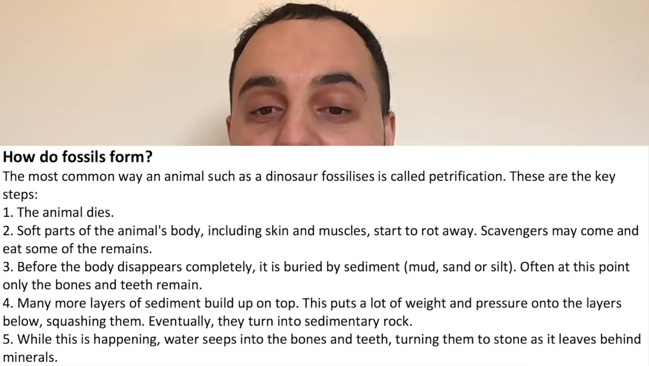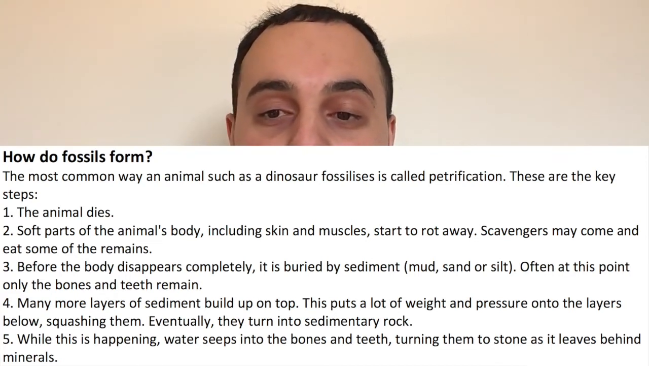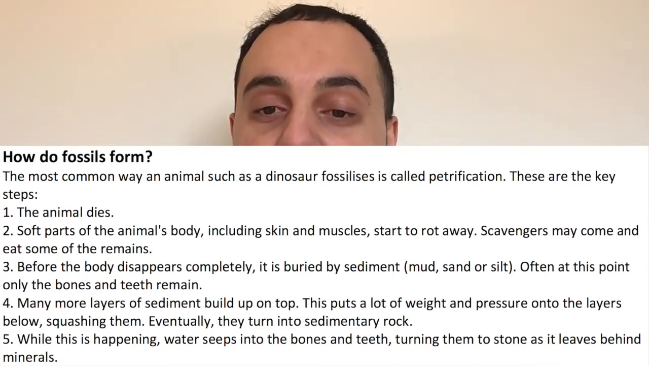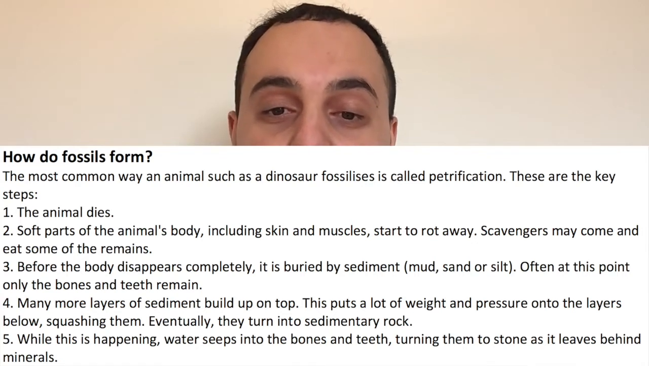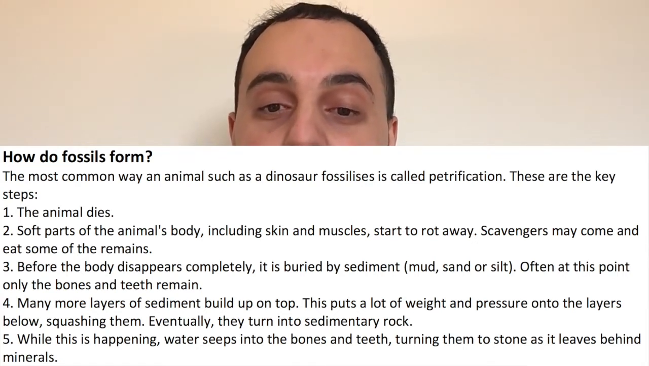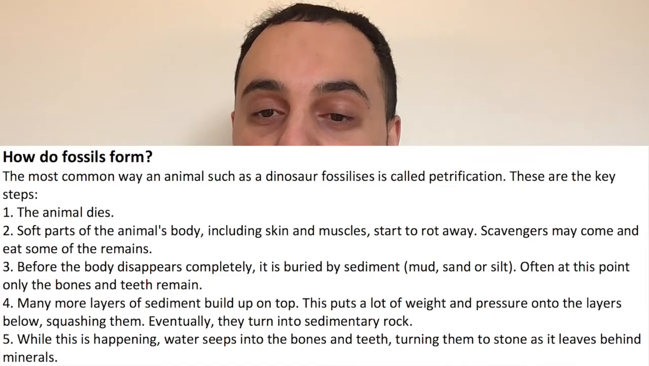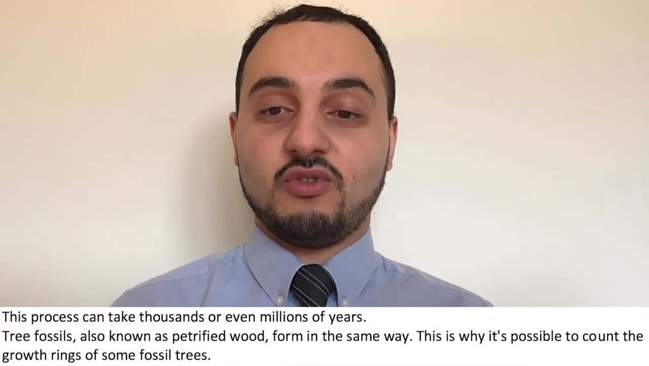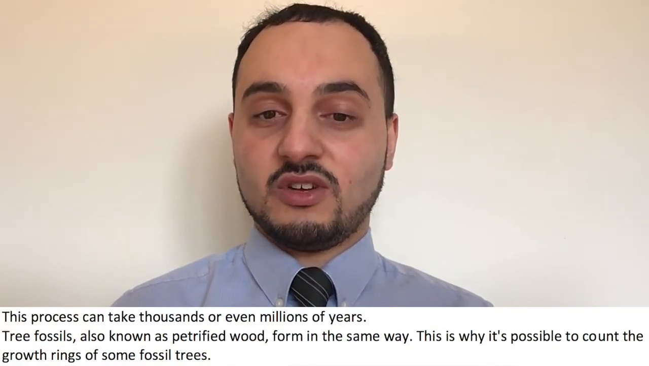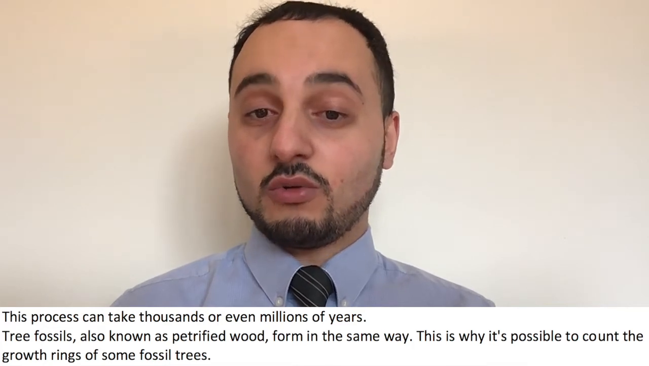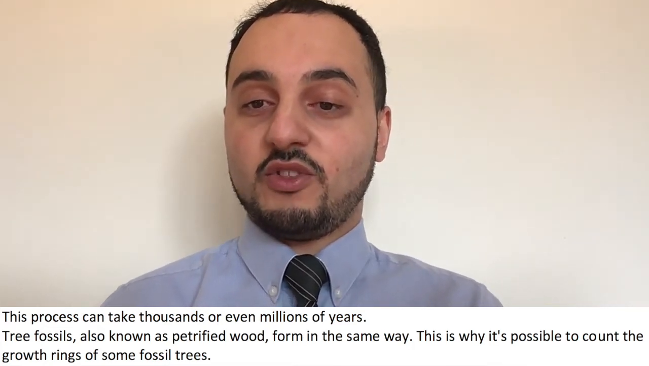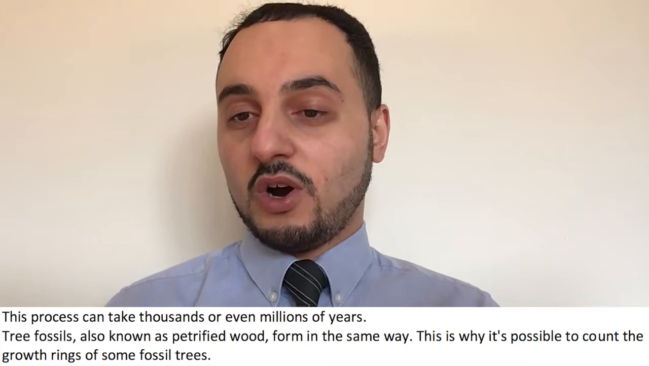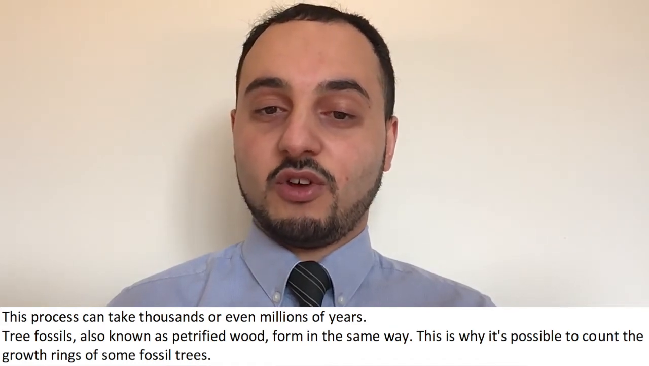4. Many more layers of sediment build up on top. This puts a lot of weight and pressure onto the layers below, squashing them. Eventually, they turn into sedimentary rock. 5. While this is happening, water seeps into the bones and teeth, turning them into stone as it leaves behind minerals. This process can take thousands or even millions of years. Tree fossils, also known as petrified wood, form in the same way. This is why it's possible to count growth rings of some fossil trees.